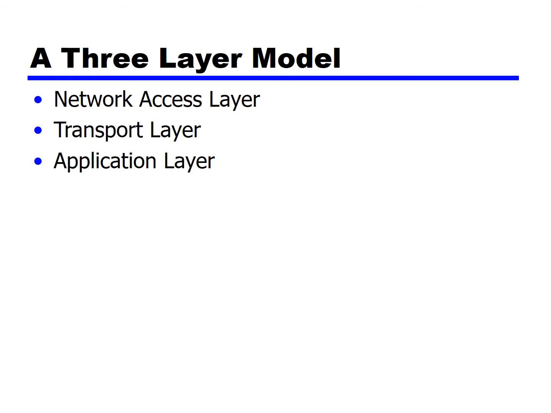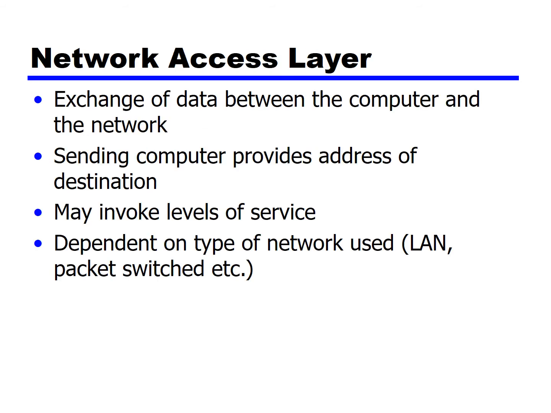A 3 layers model. There are 3 layers: network access layer, transport layer, and application layer. The network access layer handles exchange of data between the computer and the network. The sending computer provides the address of the destination and may invoke levels of service. It is dependent on the type of network used: LAN, packet switched, and so on.